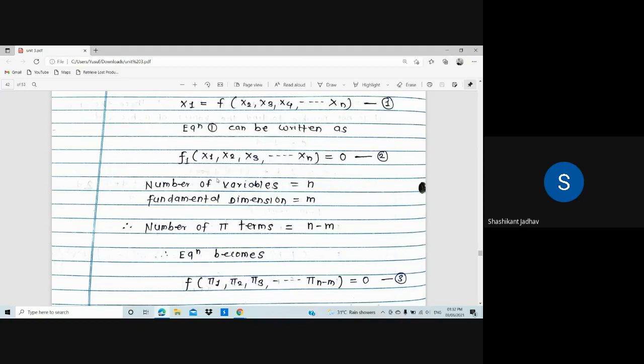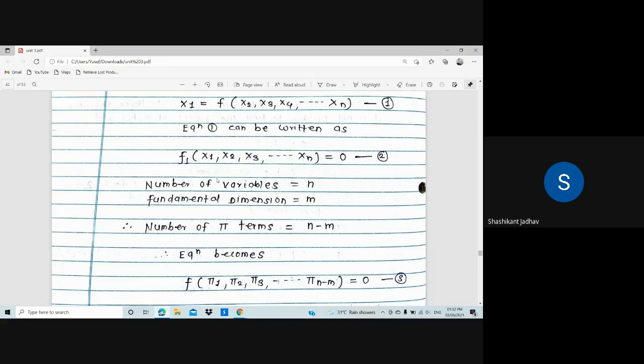Okay, so from this equation how many variables are there? That is n number of variables. What is the notation for the number of variables? That is n. And what is the notation for the fundamental dimensions? That is m. Okay, so all of you write down: number of variables is nothing but n.